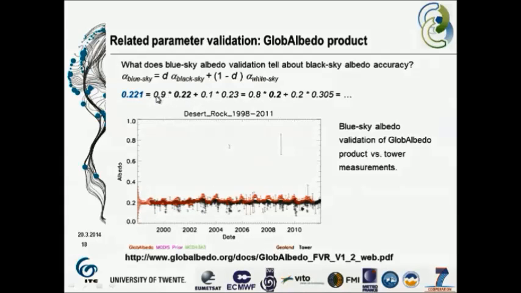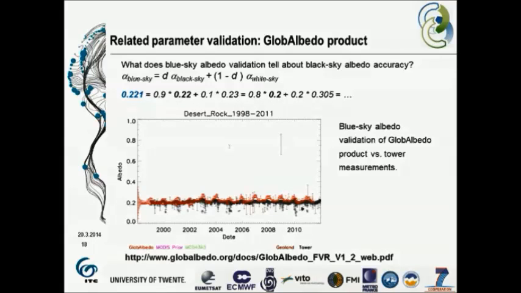We could think that this comes from a case where 90% of the irradiance is direct irradiation, and then only 10% comes from diffuse. Or we can think that 80% is direct and 20% is coming from diffuse illumination. But this means that there is an uncertainty whether the black sky albedo is 0.22 or 0.2, so it's 10% already. And how often does this occur, this difference between 0.9 and 0.8?